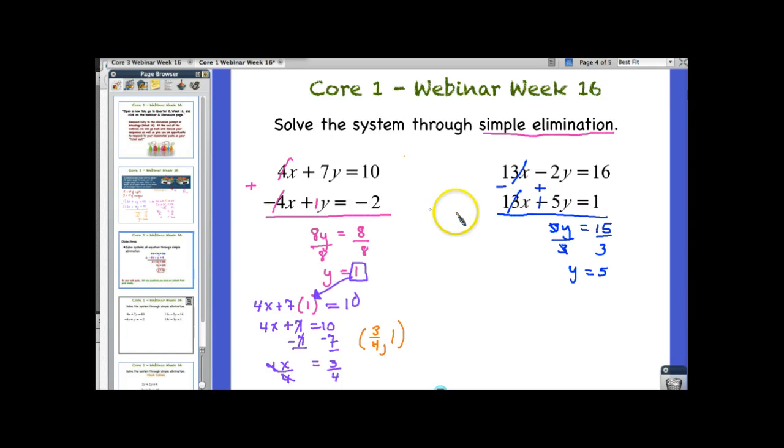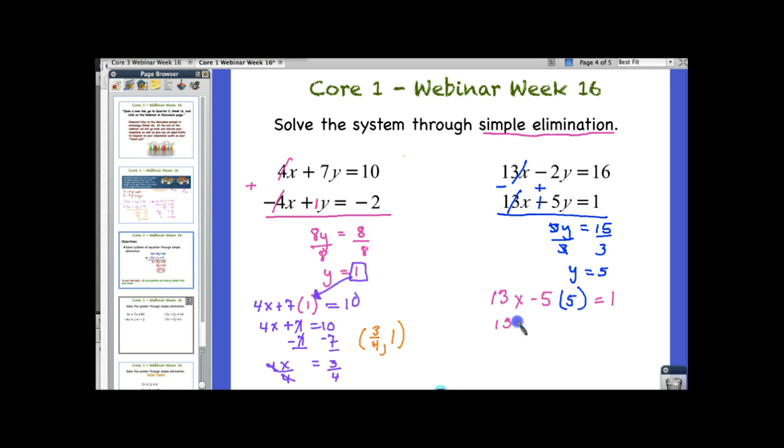But let's finish this up then, you guys, so that you can do your last problem and then I can let you go. So if y is 5, remember that what I'm going to do is substitute this in. I'm going to substitute it in for either the top y or the bottom y. It doesn't matter which one. So maybe I'll substitute it in for the bottom y. I'm going to do 13x minus 5, and in place of y, I'm putting in the 5, because y is 5. And then it's going to equal 1.